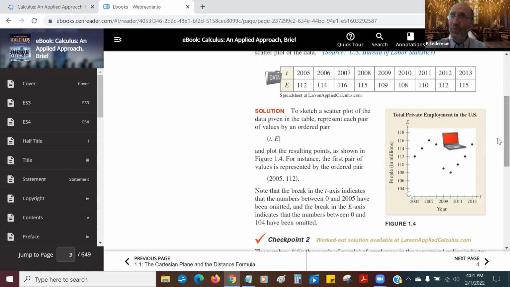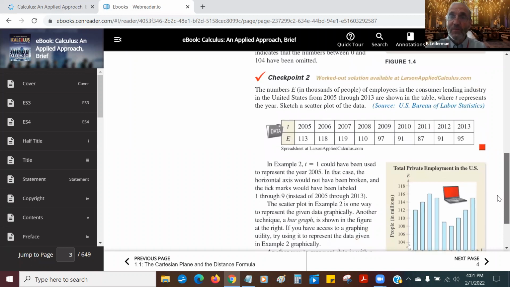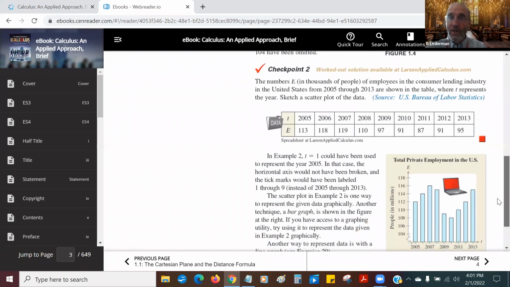Anyway, I'm going a little quickly now because this is kind of basic stuff. It's a review of basic stuff, but sometimes a nice review helps. This is called a bar graph.